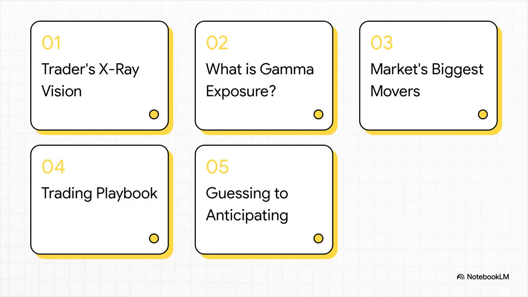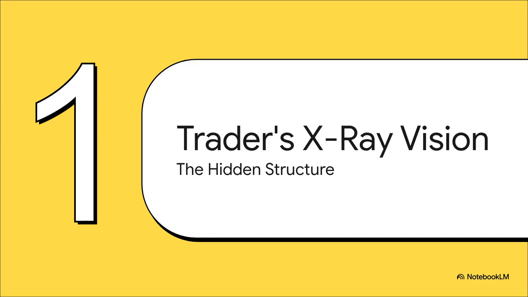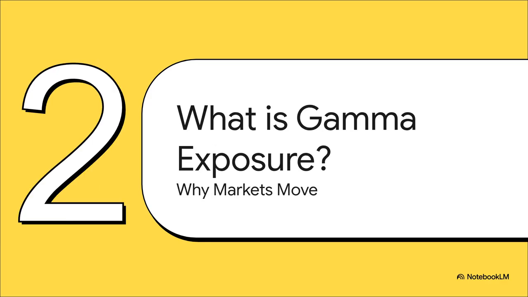Let's get into it. Okay, first up, the trader's X-ray vision. Think of this like learning to see the hidden blueprint of the NASDAQ. You know, underneath all that chaotic minute-to-minute price action, there's an invisible framework that's guiding the flow, and it's built almost entirely by the options market. Getting this concept is the very first step to trading with a massive advantage. So, what is this tool that gives us this X-ray vision? Well, that brings us right to Section 2.